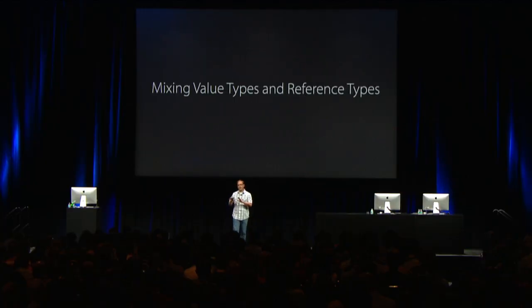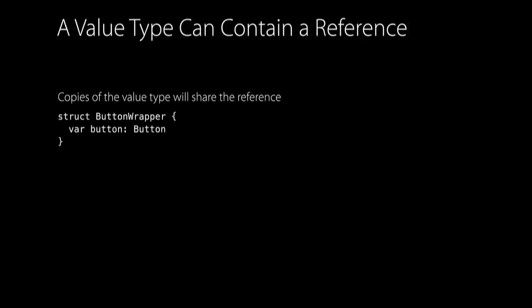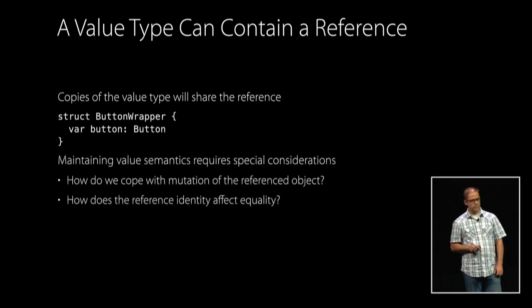So now that we've talked about building a tree of objects purely out of value types, let's talk about how we mix value types and reference types. Now in Objective-C, you're used to putting primitive data types inside your reference types all the time. This is how we build things in Objective-C. But the flip side introduces some interesting questions that we have to think through.